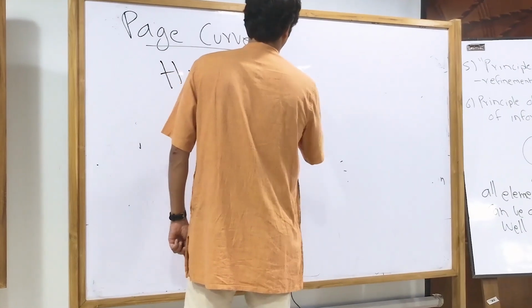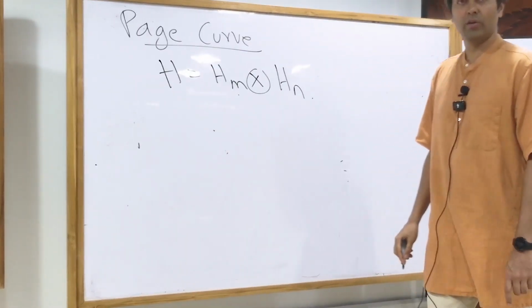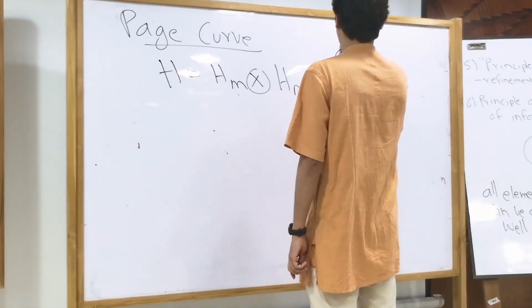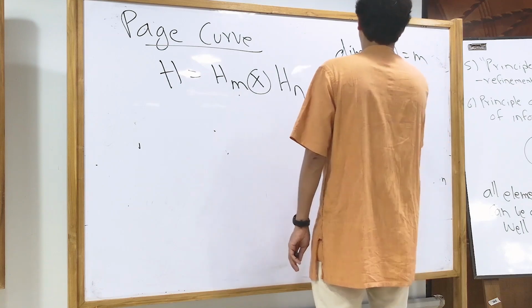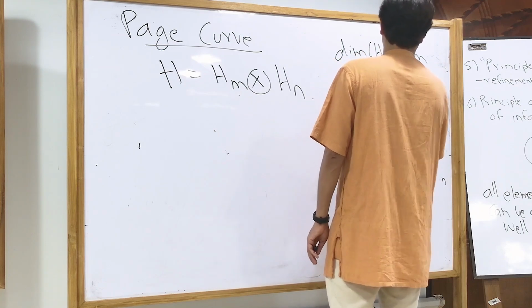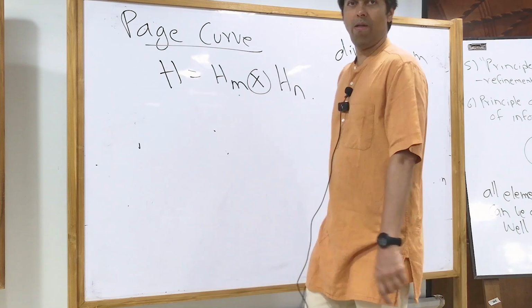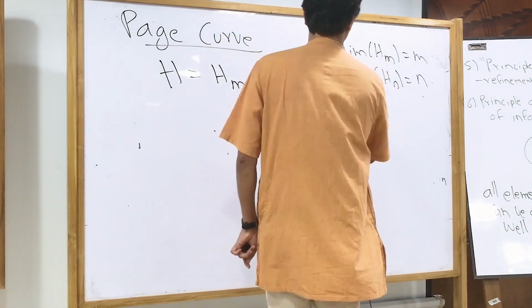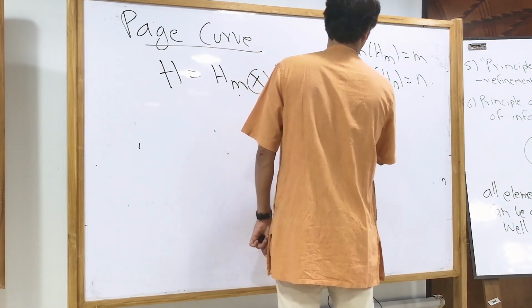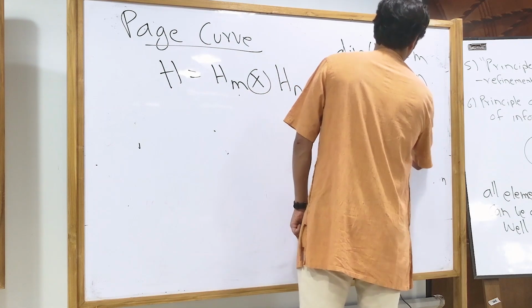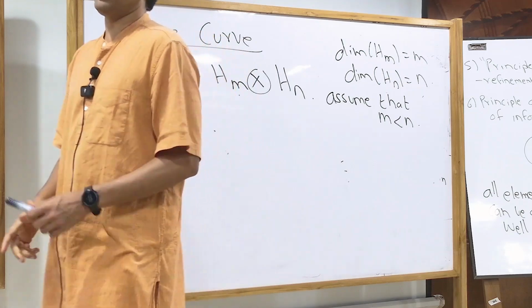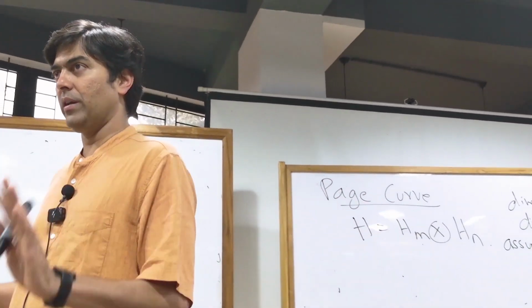If I have a quantum computer in my lab, I do have effective factorization in degrees of freedom of the different qubits. So imagine we have a Hilbert space which can be written as a Hilbert space of m dimensions cross a Hilbert space of n dimensions. So the dimension of H_m is m, and the dimension of H_n is n. Let's assume, without loss of generality, m is smaller than n.